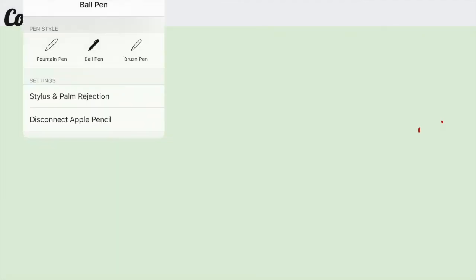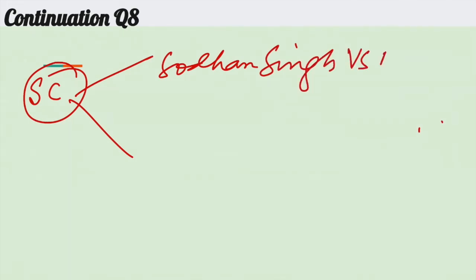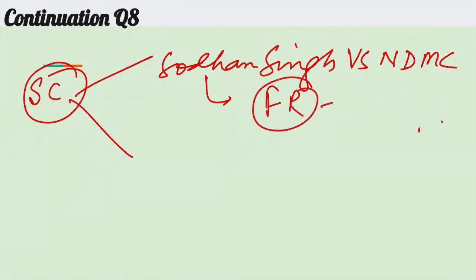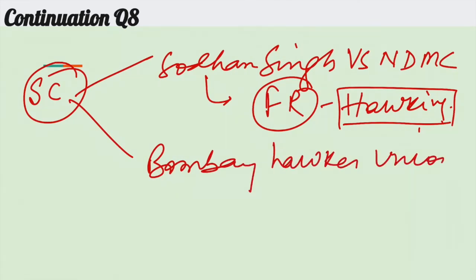Okay, so now I can also talk about some Supreme Court cases which I don't find can be used in this answer, but yes, it will help you in writing the answer. I am giving you additional information that the Supreme Court in Sodhan Singh versus NDMC says that hawking on a pavement is a fundamental right. Basically, hawking and street vending on the pavement is a fundamental right.